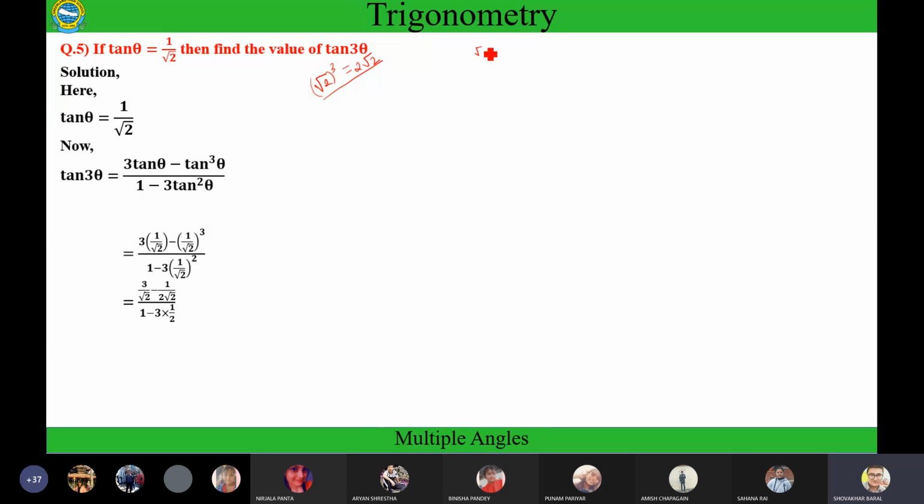Since square root 2 cube is equal to square root 2 times square root 2 times square root 2, square root 2 and square root 2 will be 2, and 2 square root 2.